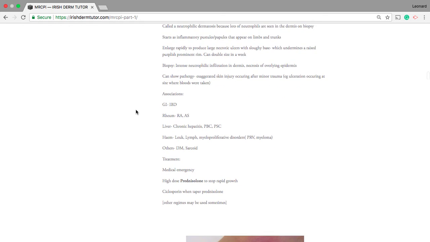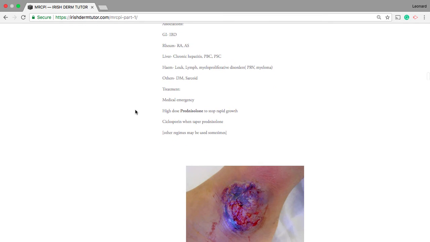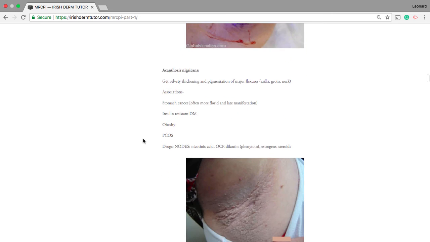Now, it is a medical emergency. It's very important to recognize early. You need to give high dose prednisolone to stop the rapid growth. And then the usual thing that is given is cyclosporin to get it under control and use as maintenance, and then you can taper the prednisolone down. Now, other regimens may sometimes be used, but that tends to be the commonest one used currently.